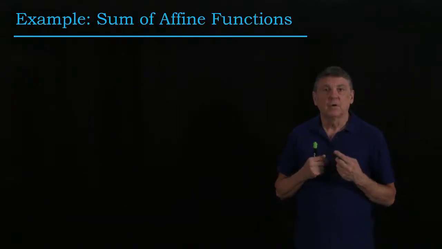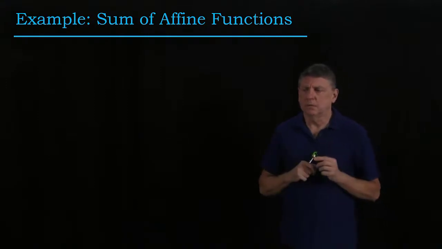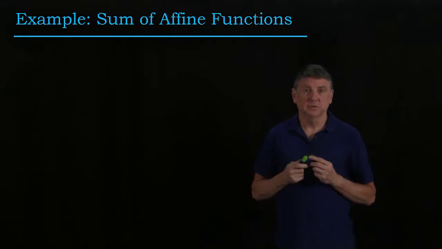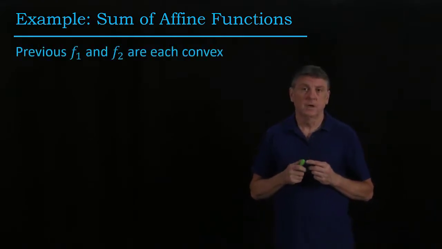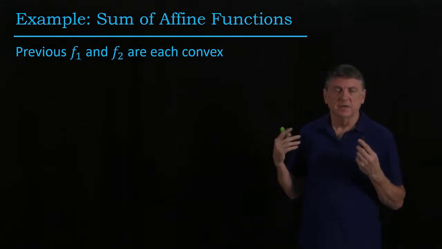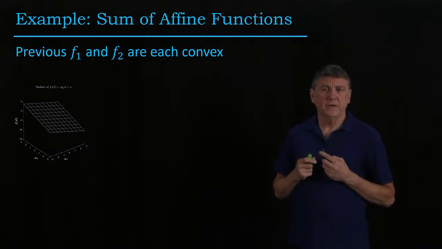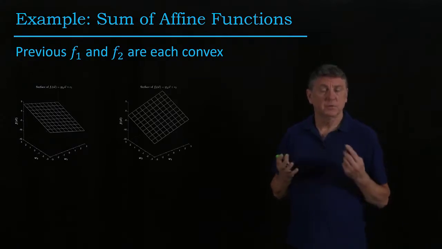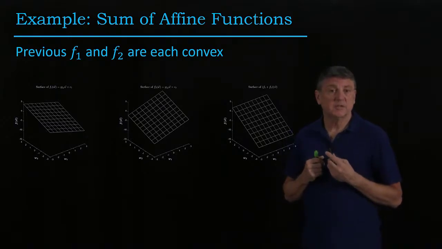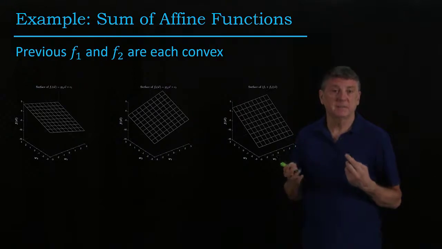Now, what about the sum of affine functions? We won't go through the full suite, and this would be certainly good homework for you to do. But let's take those previous first and second functions that were affine maps, and they're each convex. Here we have the two of them, which we've already seen, and when we add them up, we get a different, in this case also, affine map. So the sum of two affine maps is an affine map.